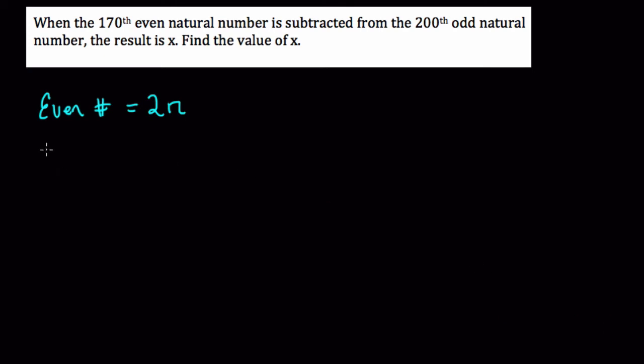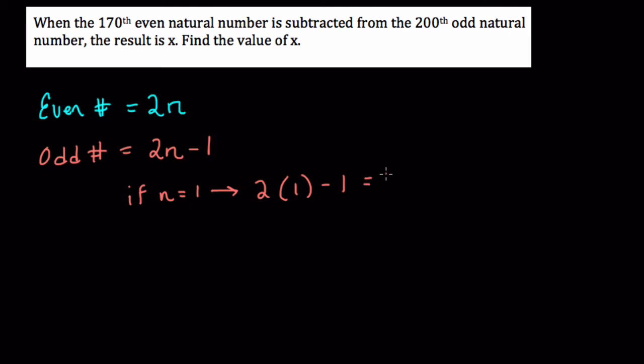What are odd numbers then? Well, they're right next to even numbers. Odd numbers are set up as 2n minus 1, and you could say plus 1, but here I'm going to use minus 1, because if n equals 1, that would mean the first odd number. It makes a lot more sense to subtract 1, because then your first odd number is 2 times 1 minus 1, which is 2 minus 1, or 1, and 1 would be the first odd natural number, right? So that works nicely.